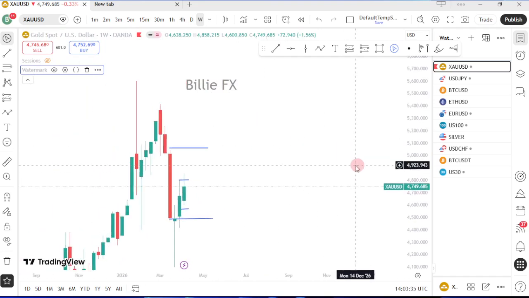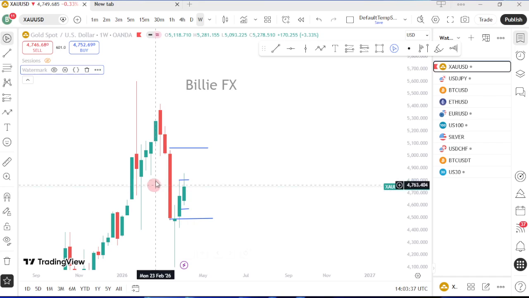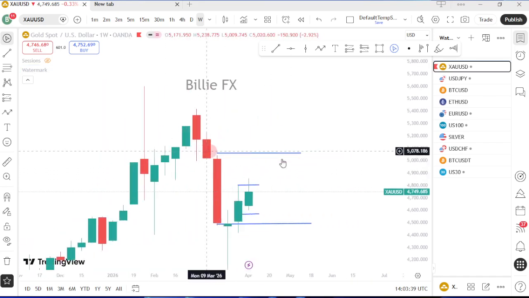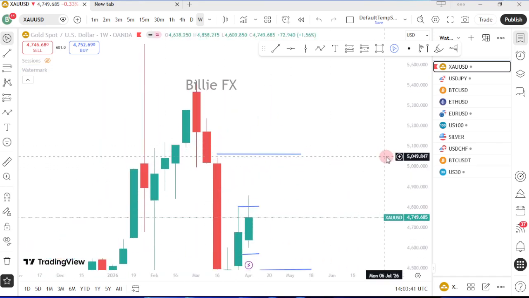A drop happened on gold. You can see this area. Pay attention because this is extremely important. You want to understand market structure, market mechanics, and most of the time be on the right side of the market. This is the best thing that you can do.